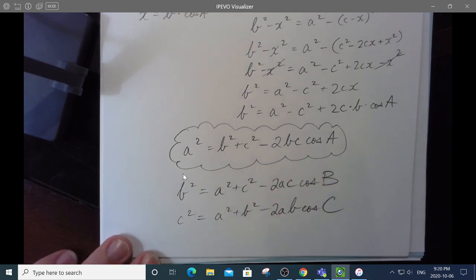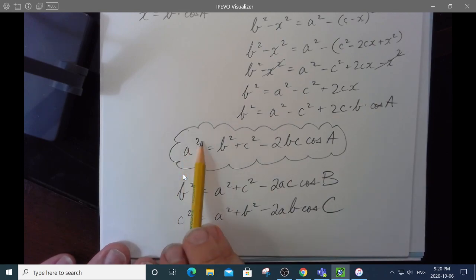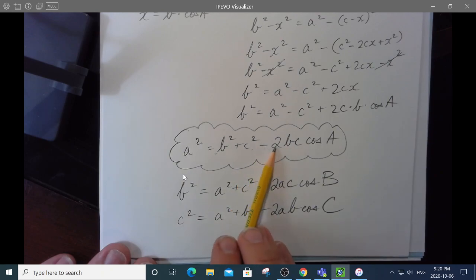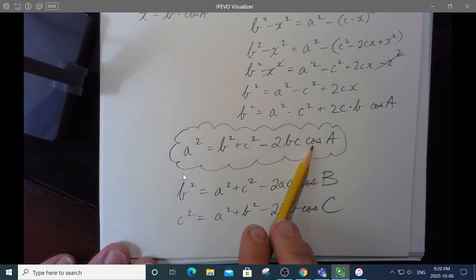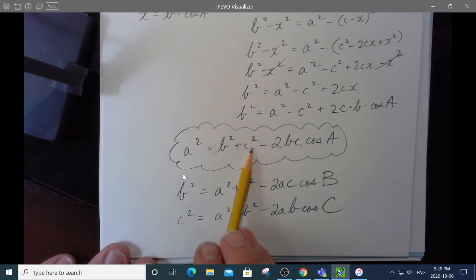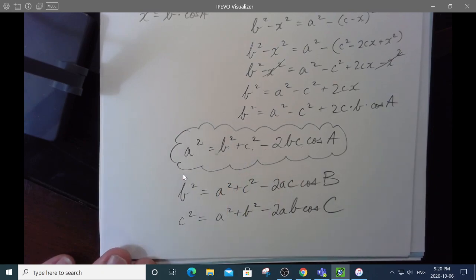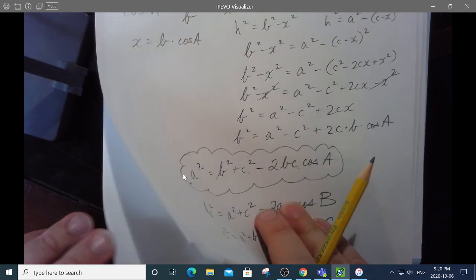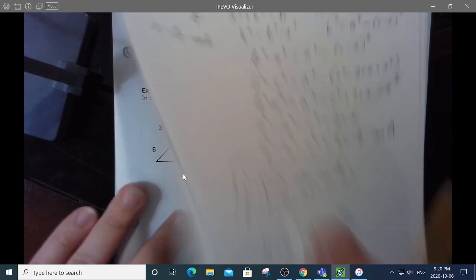Notice that these three formulas are really all the same formula. I just remember it as a side squared is equal to the other two sides squared minus 2 times the two sides times the angle between these two sides. And this formula is going to help me out with the problem I had a minute ago. So let's go back to your notes.